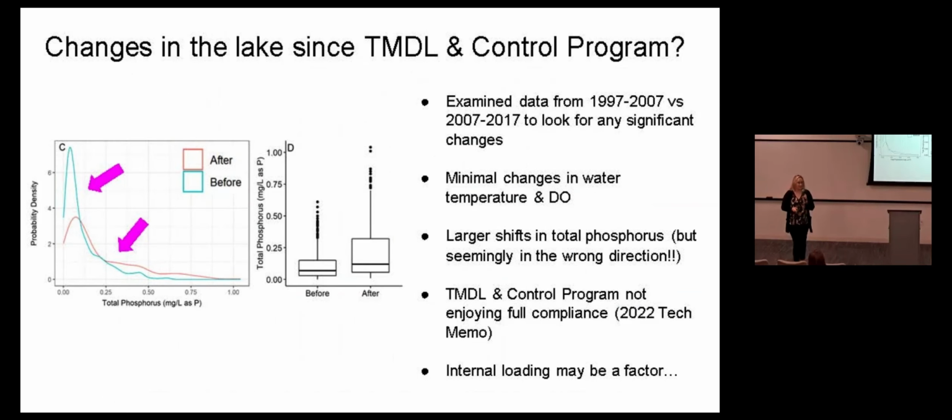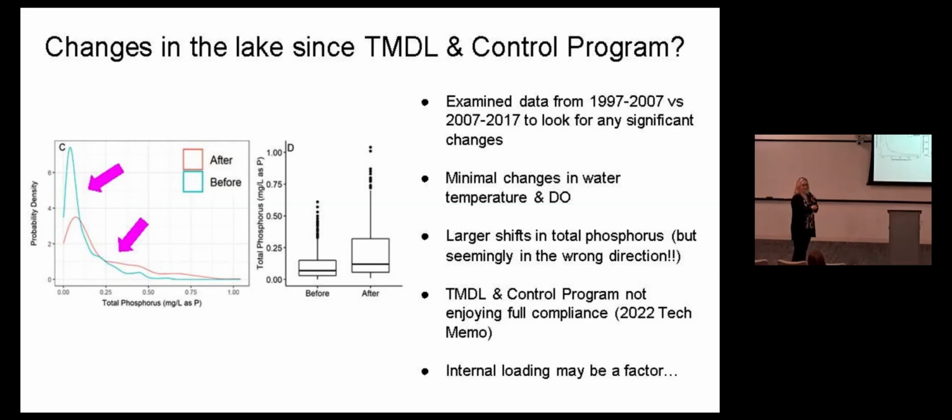We also looked at some of the phosphorus levels. As I mentioned, Clear Lake has a TMDL in place for phosphorus. They have a chlorophyll target of 73 micrograms per liter, and they're looking to reduce their phosphorus loads. The TMDL went in in 2007, so we leveraged our data set to look at the 10 years before the TMDL and the 10 years after the TMDL.